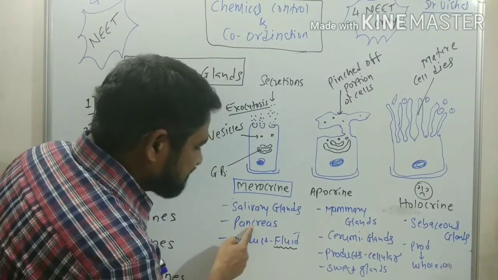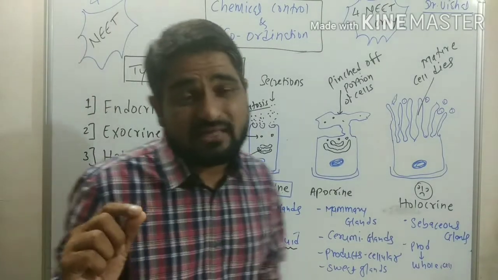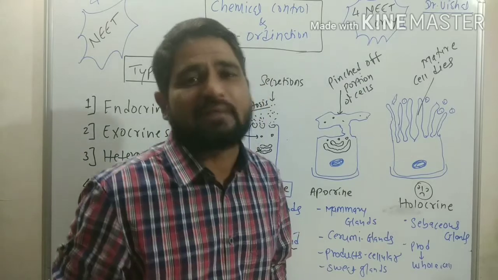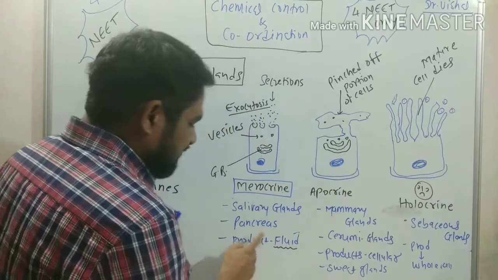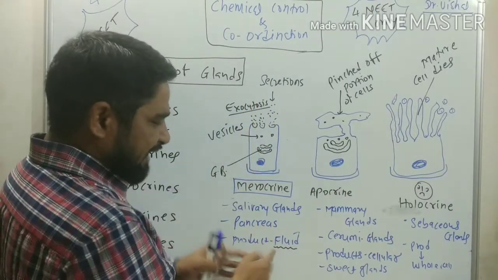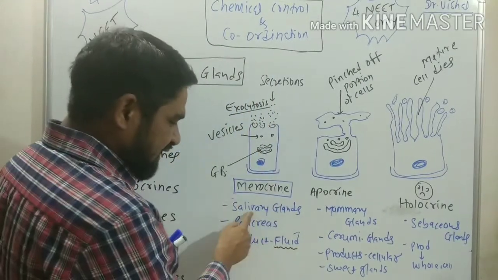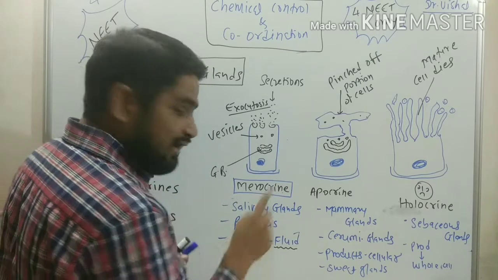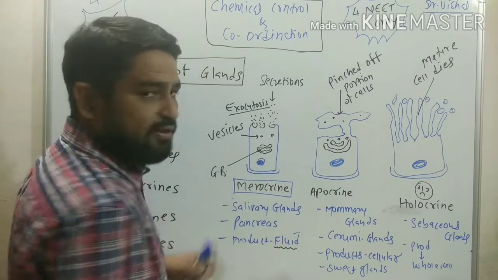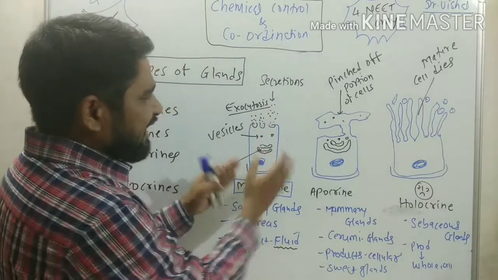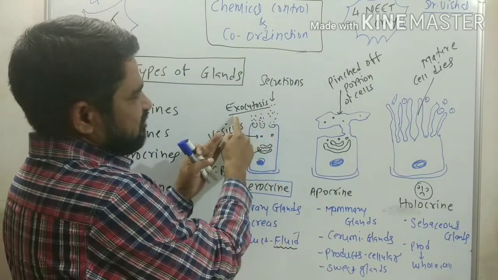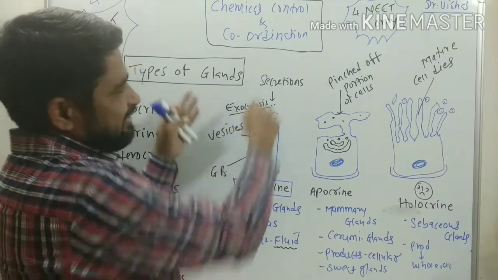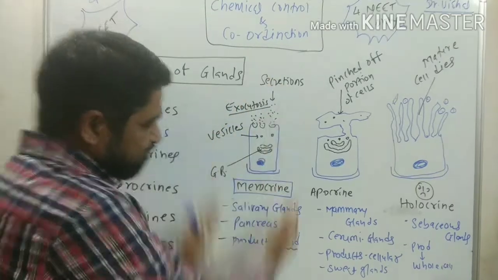The second example is the pancreas. What the pancreas secretes is pancreatic juice, the exocrine part I'm talking about. Juice is a fluid product, so that is also an example. So glands like the salivary glands and the pancreas are merocrines, and the product is a fluid product. Looking at the diagram, you can understand that the secretion takes place by the process called exocytosis. So these are the merocrine glands.